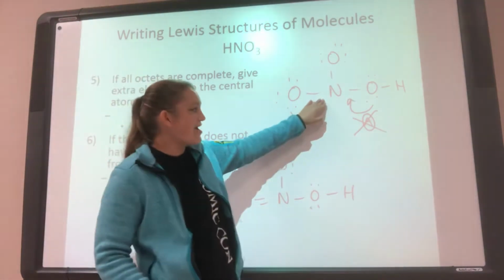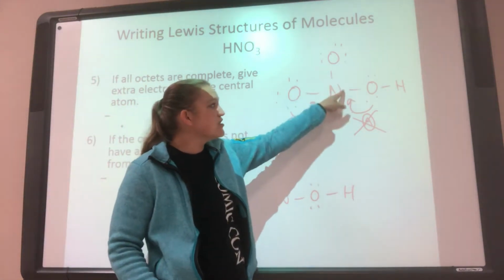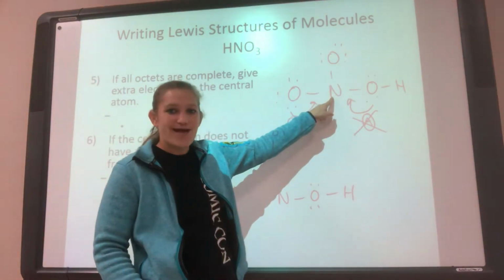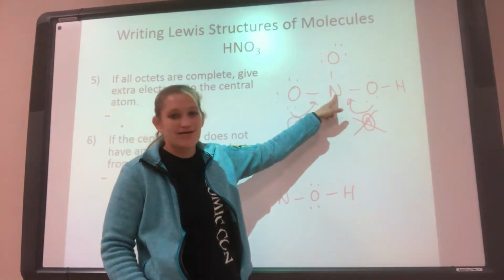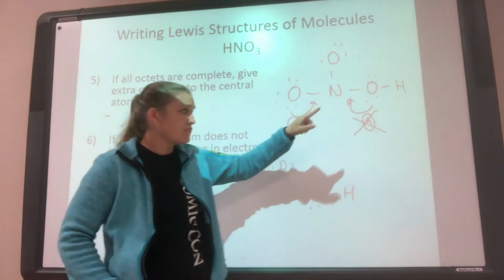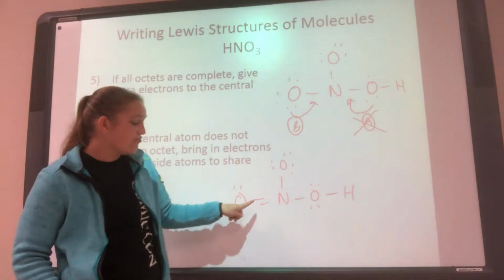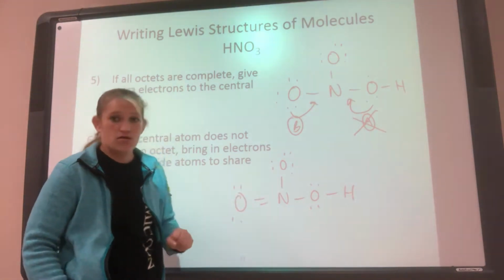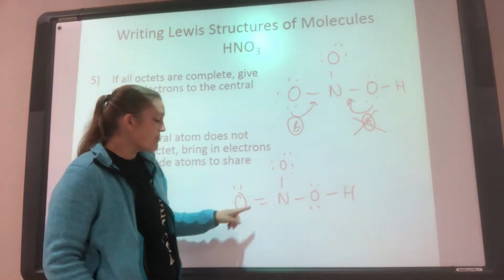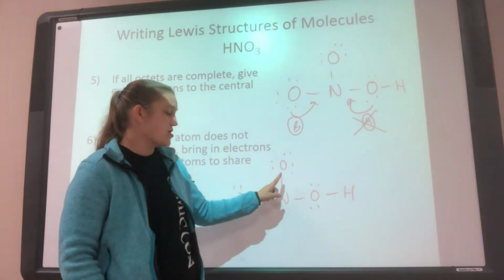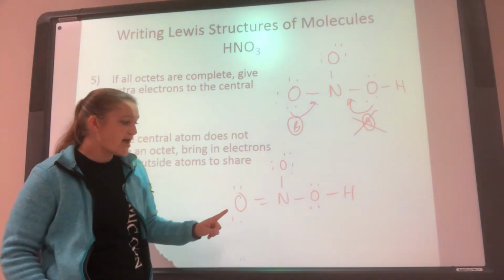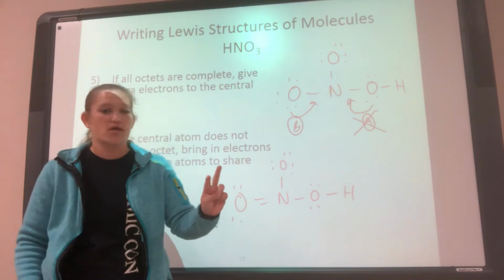So does this one count? Here, it was all single bonds, but nitrogen isn't full. He's only got 6, okay? So that one doesn't count. To make him happy, I could have moved it here or here, okay? So to make him happy, I had the choice of here or here. And so that means that I have 2 resonance structures, okay?